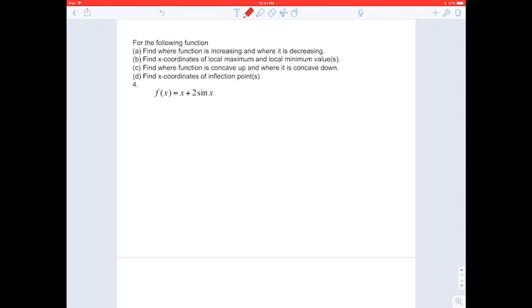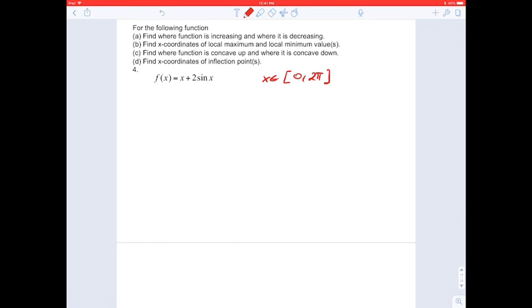Okay, and then let's solve one trigonometric function. The same thing, let's investigate the shape of the function x plus 2 sine of x. We know that the domain is all real numbers, but let's take only the numbers from 0 to 2 pi, since sine of x is a periodic function and everything repeats after 2 pi.